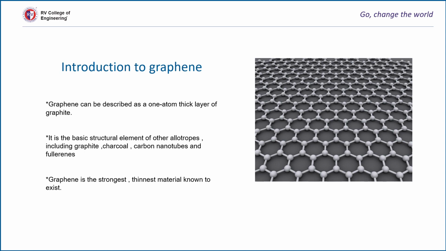Many stacked graphene sheets create graphite. Graphene is a wonderful material. It has extraordinary thermal and electrical conductivity. It's thin, light, and flexible. It's transparent.